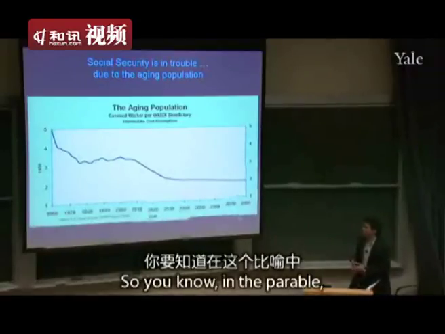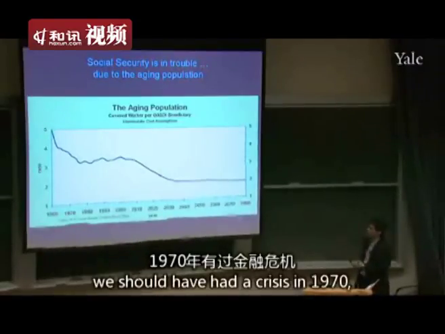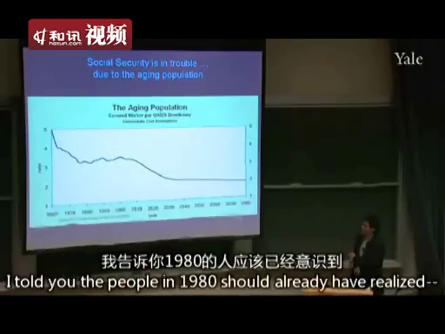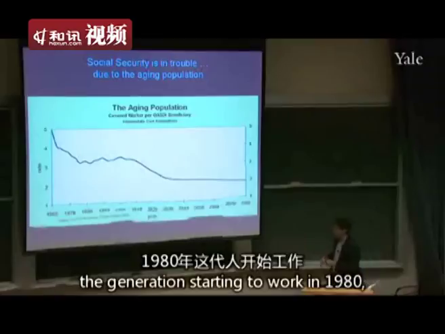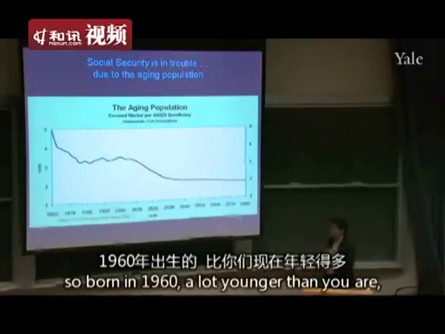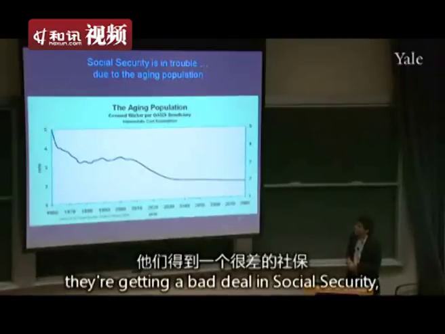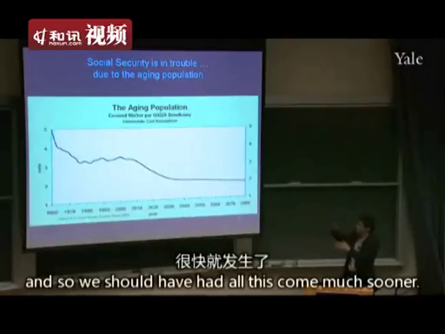So you can see all the generations and which generation got the most amount of money. So that's also calculated. Okay, so now this parable is not exactly accurate. By the way, in the parable we should have had a crisis in 1970, or 1980. The generation starting to work in 1980, so born in 1960, a lot younger than you are, should already have realized that they were getting a bad deal in Social Security. And so we should have had all this come much sooner.